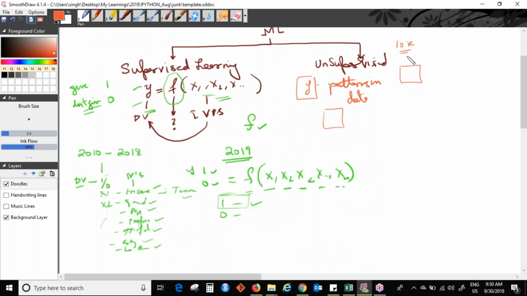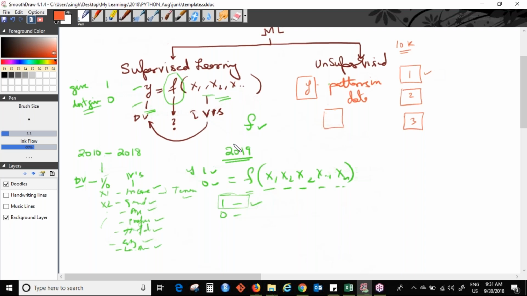Or if you have to divide the 10,000 customers into different groups, why would you want to do that? Because you may have a different strategy for each group, and accordingly you would want to target different customers. So this is where unsupervised learning lies: finding patterns in your data and then creating groups within your data. We'll talk about this in detail later, but this is at a high level what unsupervised learning is.